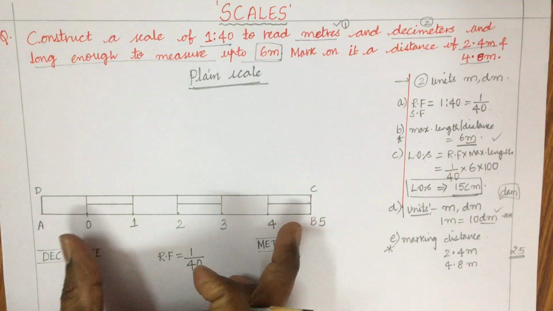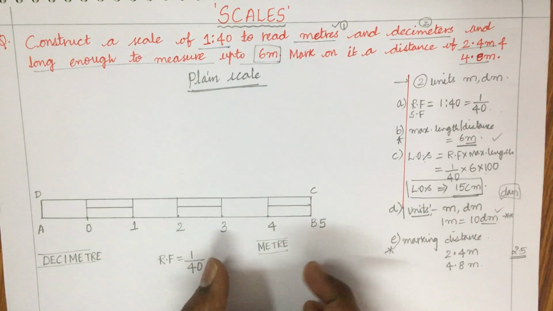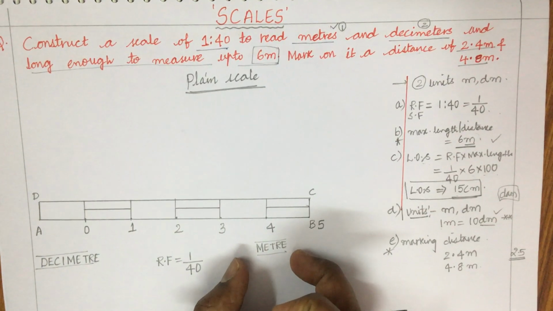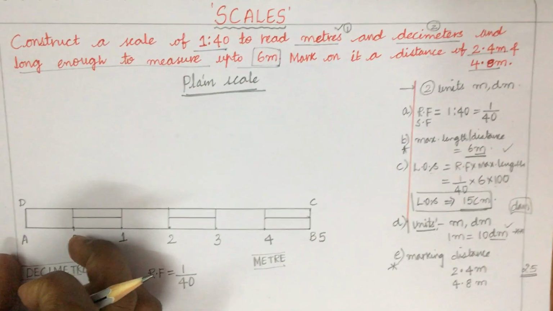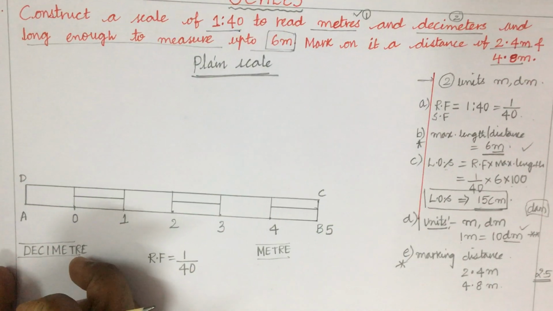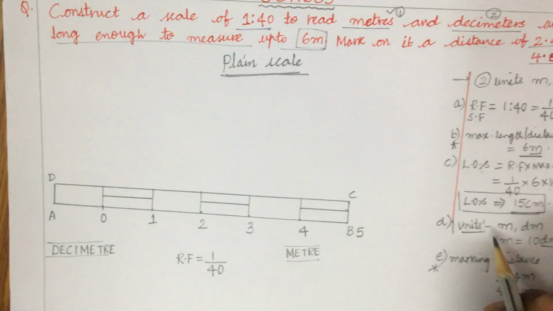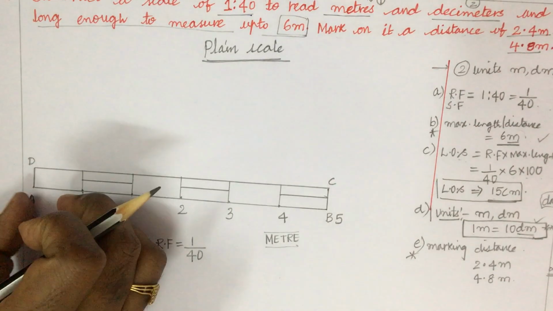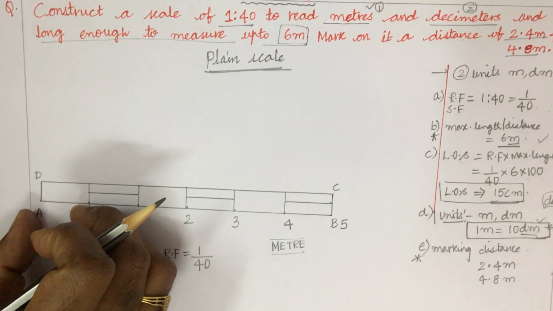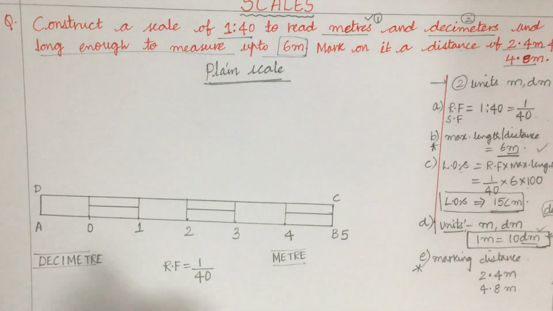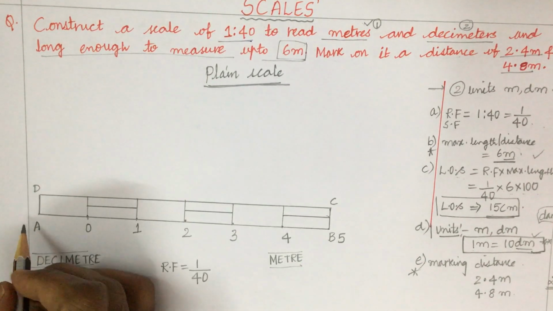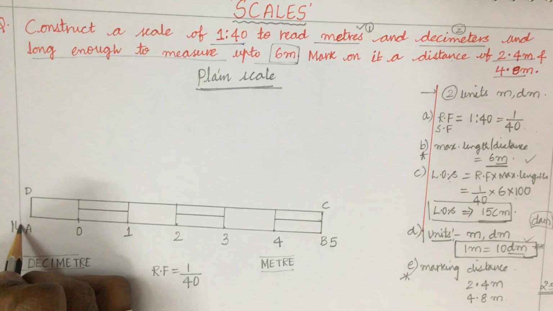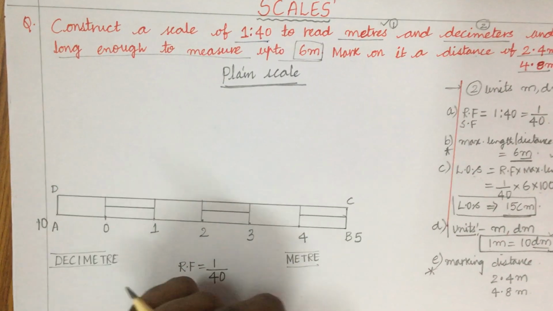Now, as I told you, from 0 to B, or 0 to 5, is the main division, that is meter, and from 0 to A is the subdivision unit, that is decimeter. As I told you, 1 meter is nothing but 10 decimeter. That means each box is of 10 decimeter. So, this 0 to A needs to be divided into 10 equal divisions, 0 to 10, I mean to say.